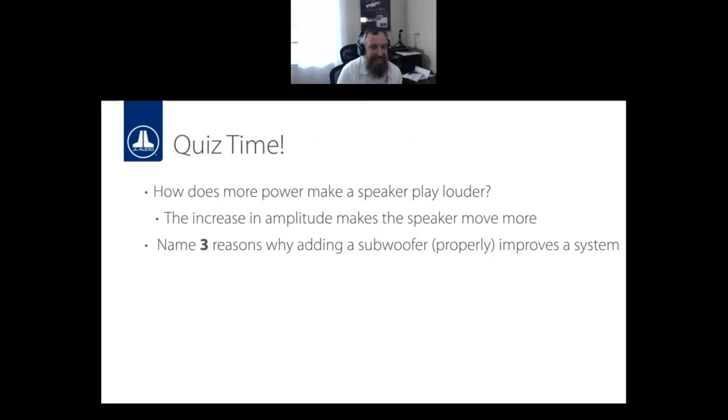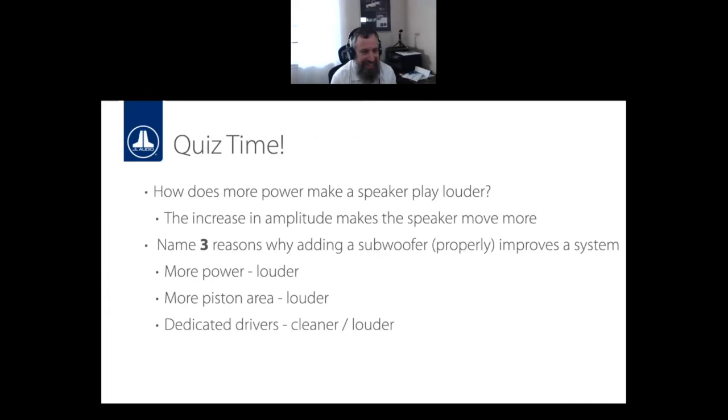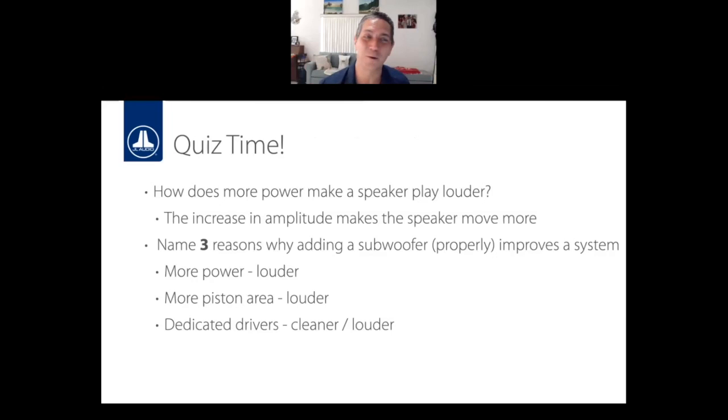More power handling, larger, and taking bass out of the rest of the speakers. Look at that. He got all 3. Way to go, Cole. Dedicated drivers makes it cleaner and louder. Absolutely 100% correct. That's why I love adding subwoofers to an audio system, because of all those reasons. That's a magical way of doing things.